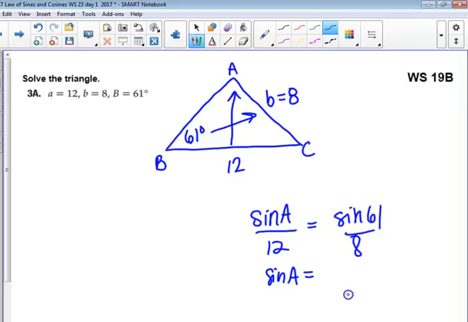Oh, I typed it wrong. Get 1.311. Your next step would be to do this, right? To find angle A. But can the sine be greater than 1? No, and when you do that, even if you didn't realize it, it would give you an error, yes? What do you think that means about this picture?